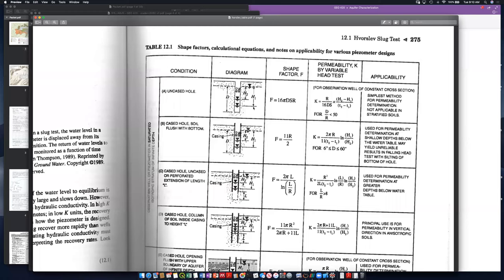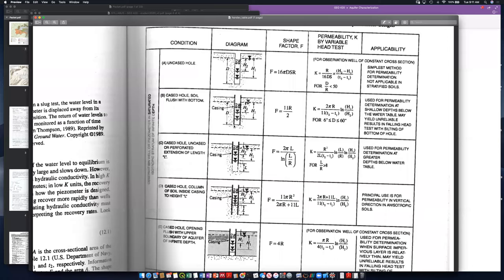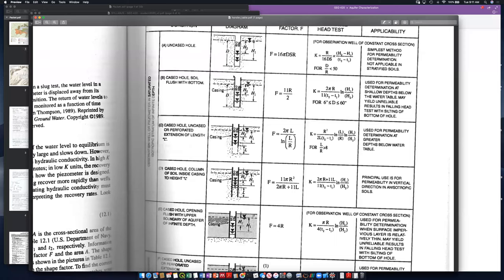D is the depth. All right, so the bottom line is I can have all kinds of different configurations. A really common way that we might pound piezometers is to just pound PVC, fully cased PVC, no slots, all right? We pound it down into the ground with a metal rod inside the PVC, and then we pull the metal rod out, all right? And so we have essentially a fully cased hole open at the bottom, all right? So B is a really common situation for shallow aquifer and shallow subsurface investigation. In that case, my shape factor is 11R, that's just the radius, over 2.